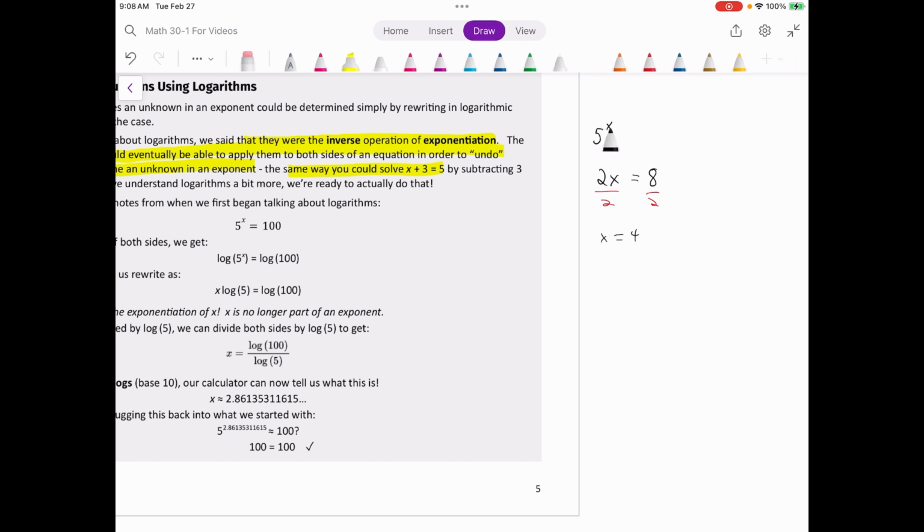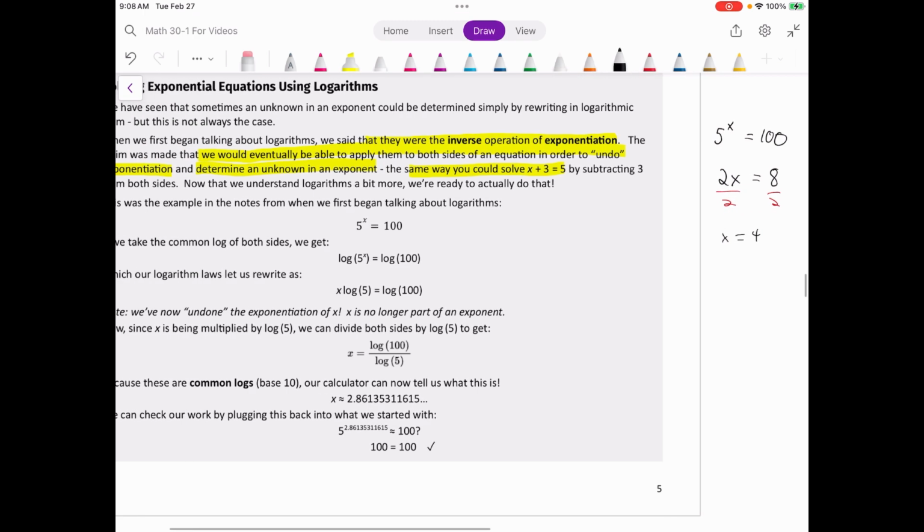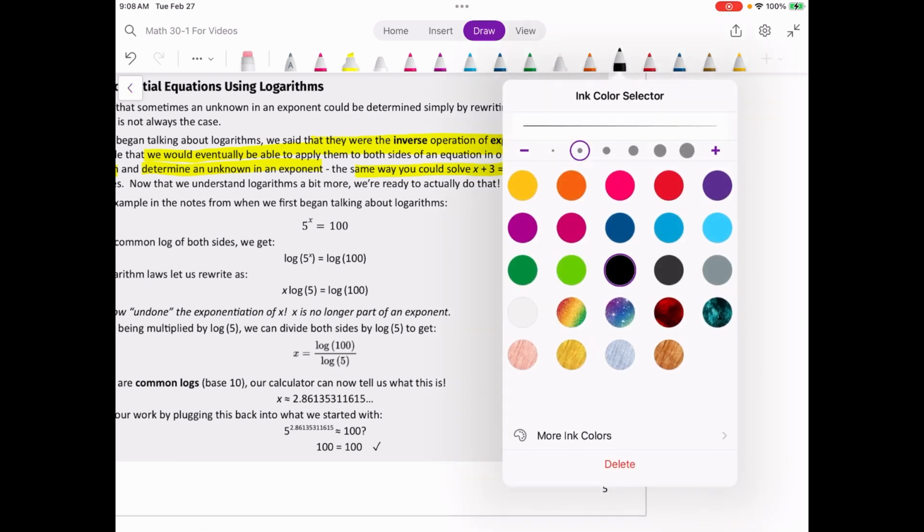for this, because up until now we don't really have the inverse operation of exponentiation, right? We don't really have an operation that's the opposite of this that we could do to both sides and solve for x, the same way we could just divide by 2 here to solve for x, right? Well, now that we understand logs a little bit more, we are ready to start doing that.